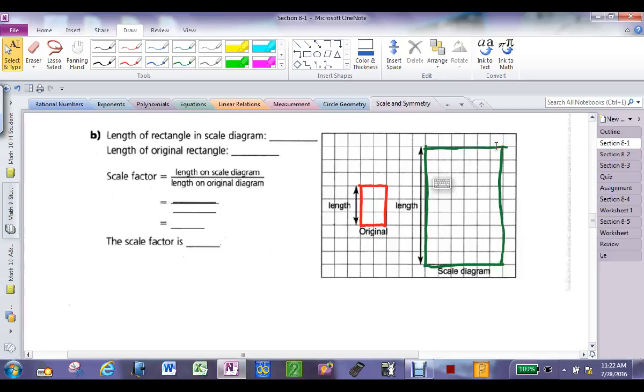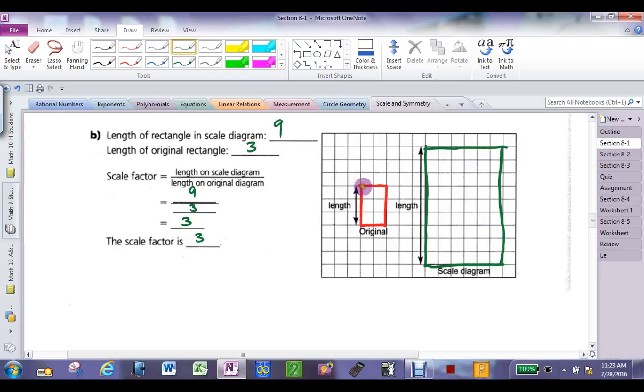All right. Now, what is the length in the diagram? 9? Did you count it? 1, 2, 3, 4, 5, 6, 7, 8, 9. Perfect. 9. What is the length in the original? 3. So, the model is this one. 9. The original is 3. What's 9 divided by 3? 3. So the scale factor is 3. Does everybody understand that? That means any measurement from the original multiplied by 3 will give me the model.